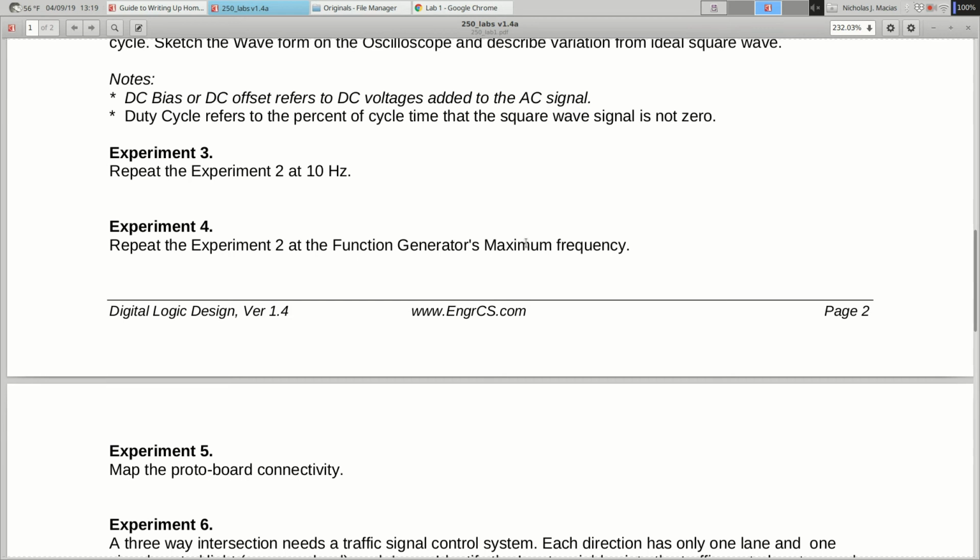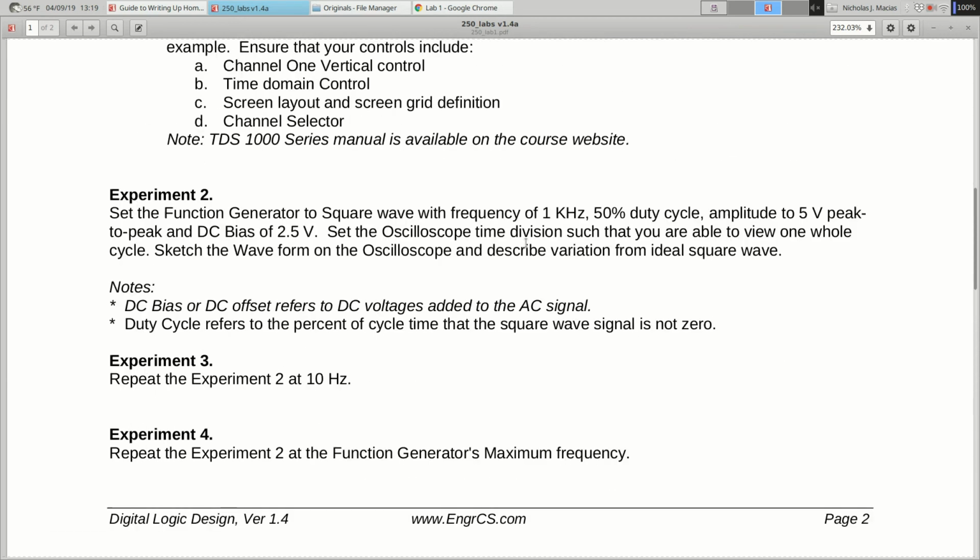All right, so let me talk about oscilloscopes and function generators first, and then we'll talk about traffic light control, and then we'll go ahead and get you to sign up for lab groups. So I'll try not to forget that.